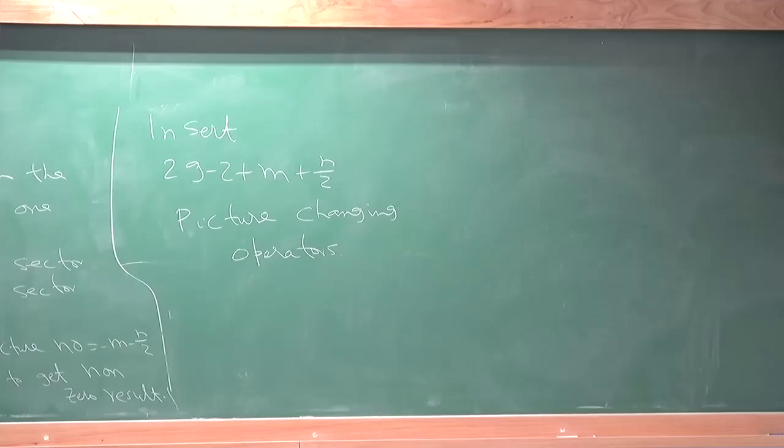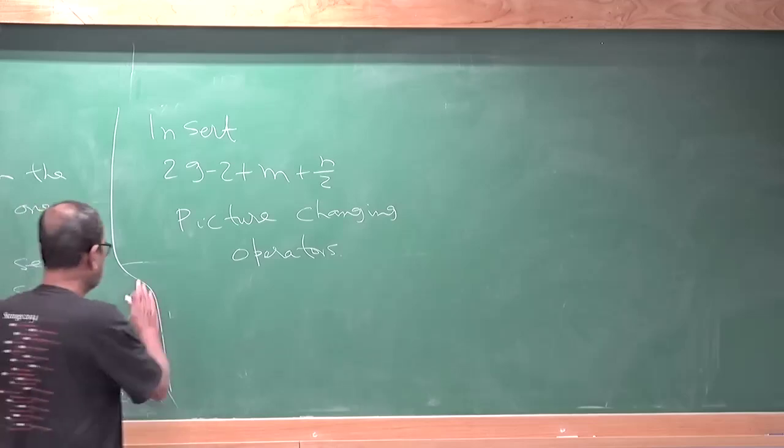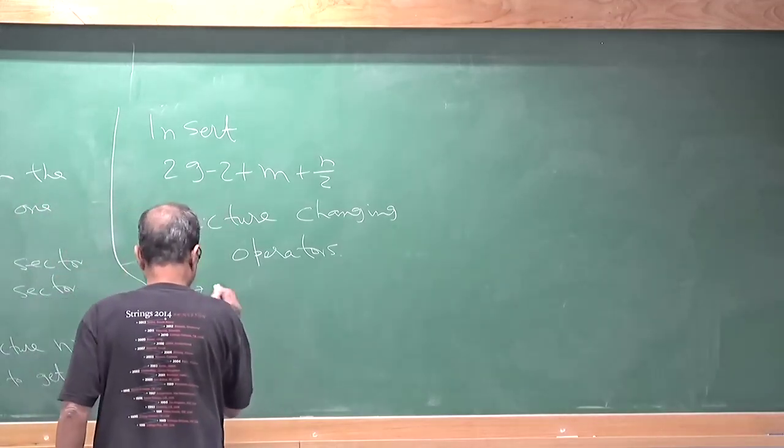Is that clear? That's not variable. That's why it always gives you one insertion. The zeta multiplies that picture changing operator, and that's what you insert. So this is the result of the supermodular integral.